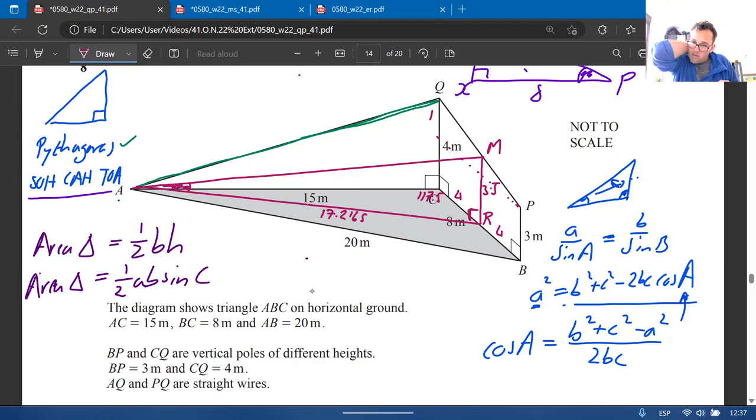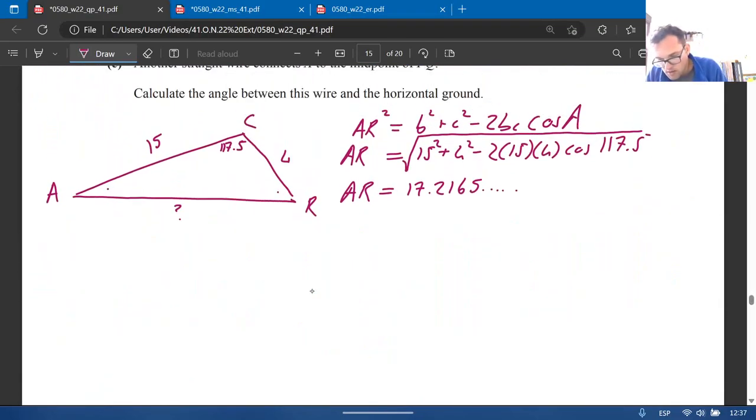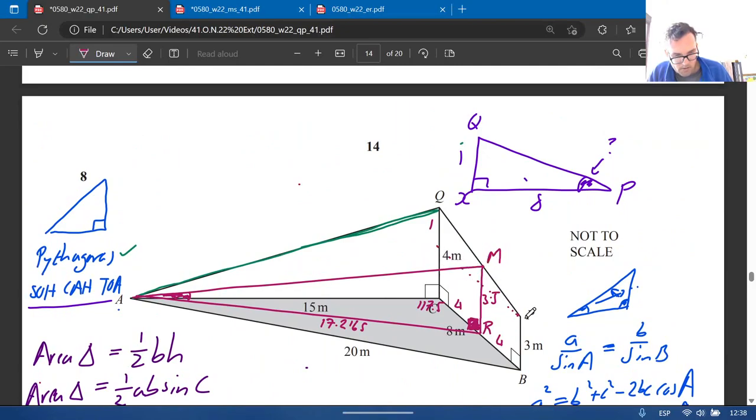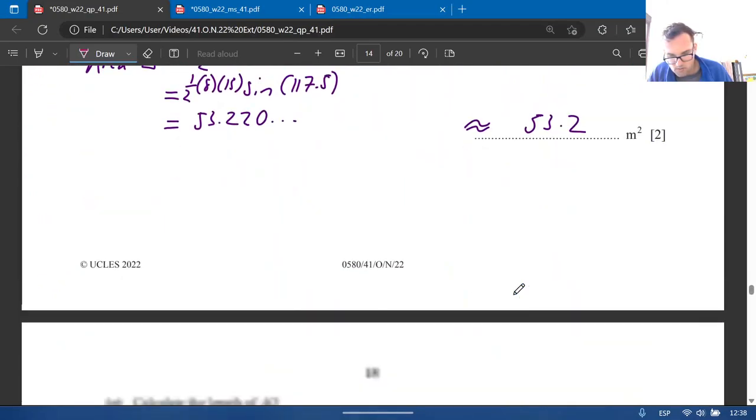Now I got a triangle here, ARM, which is a right angle triangle because it makes a 90 degree angle with the horizontal there. Now we got two sides. I can work out the third. So once again, let me draw that. Triangle AMR, and remember that's 90 degrees. This is 17.2165, etc. And MR, because it's halfway there, it's halfway between 3 and 4, it's 3.5.